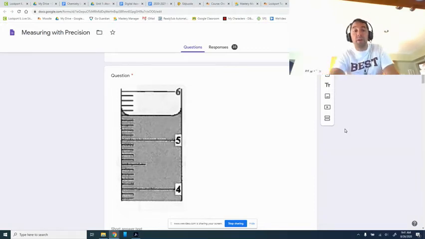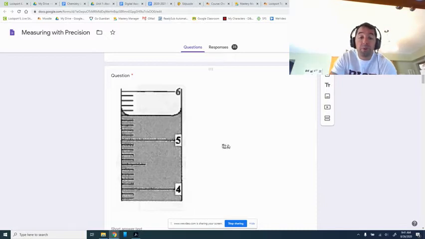All right, so we are going to talk about measurement with scientific tools. When you are measuring with a scientific tool, the most important thing that you need to figure out is how often the tool is marked. As you can see here, we have a graduated cylinder.